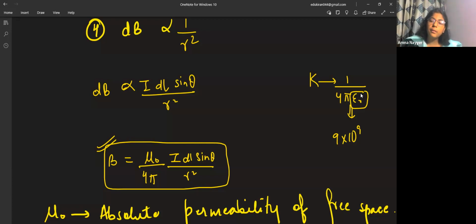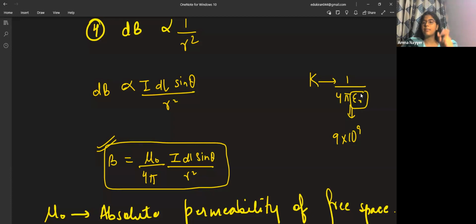So absolute permeability of free space, we call it absolute permeability. Why? Because this is not relative. We will be calculating relative also, the way we see epsilon r for relative permittivity. This is permeability. This is basically how different media affect your magnetic field.